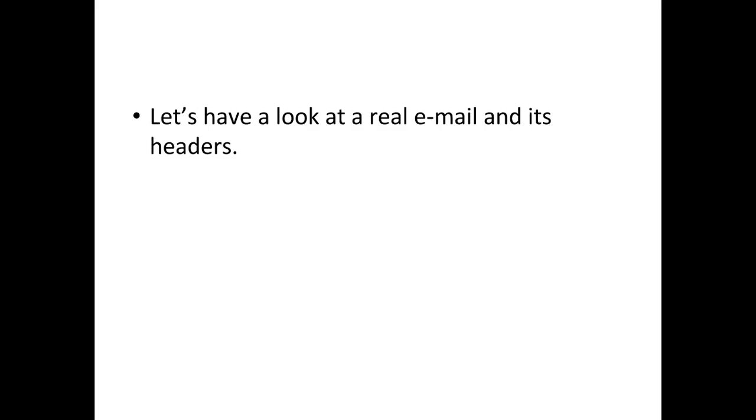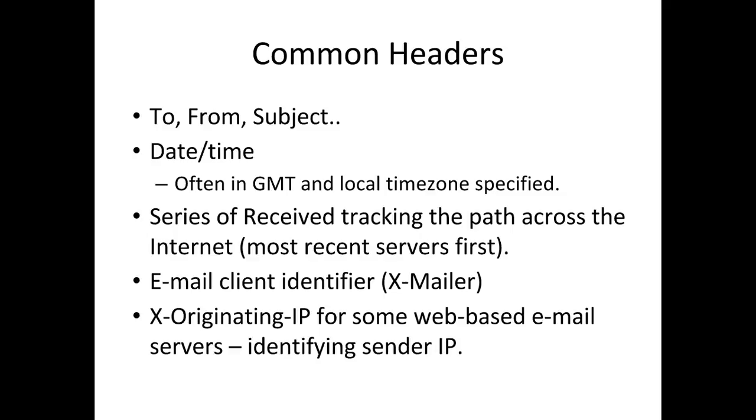So let's have a quick look at a real email and some headers. Now we'll start off with our common header, which is to, from, and subject. We'll also have some dates and some times. There may be a series of paths across the internet. There may be an identifier for whoever has generated this email. And there may be some originating IP for web-based email which identifies the sender IP address.